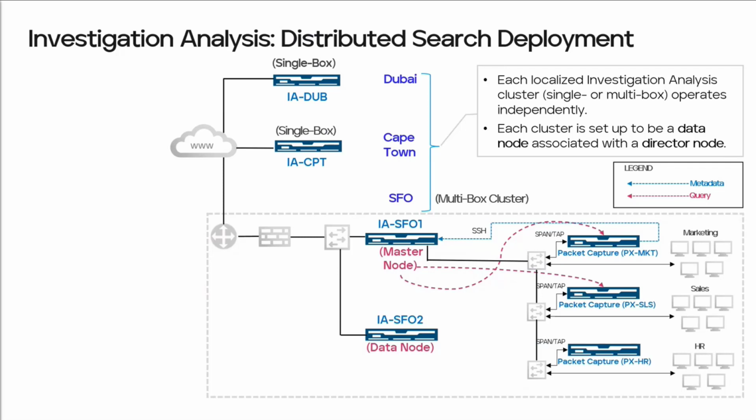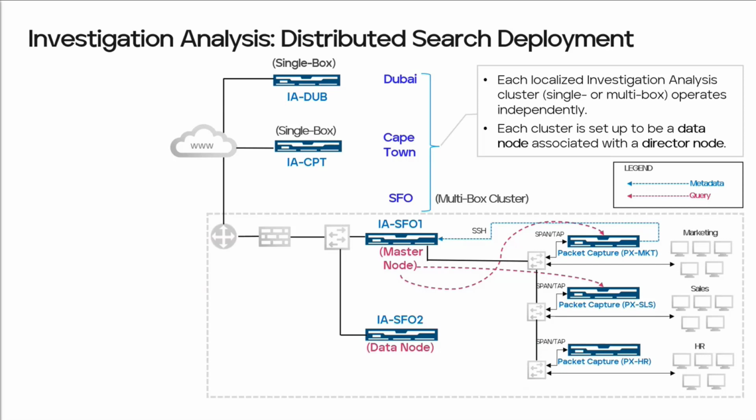In a distributed search deployment, this is an example. If you look at the bottom part of the screen, IASFO represents one master. It represents the multi-box cluster that we just covered on the previous slide, where you have one or more investigation analysis systems. In this case, the first one is the master node, master data node. The second one is the data node only, and it is managing and processing data from the multiple packet capture systems that are in that particular network.